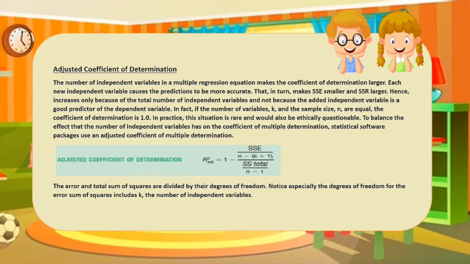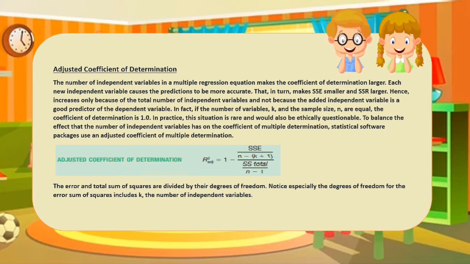Adjusted coefficient of determination. The number of independent variables in a multiple regression equation makes the coefficient of determination larger. Each new independent variable causes the prediction to be more accurate. That in turn makes SSE smaller and SSR larger. Hence, R squared increases only because of the total number of independent variables and not because the added independent variable is a good predictor of the dependent variable. In fact, if the number of variables k and the sample size n are equal, the coefficient of determination is 1. In practice, this situation is rare and would also be ethically questionable.